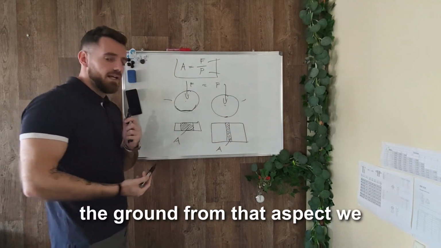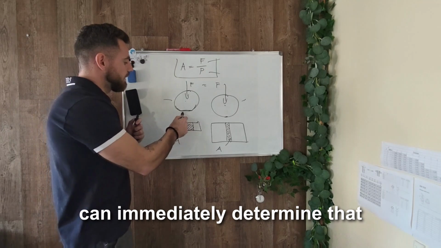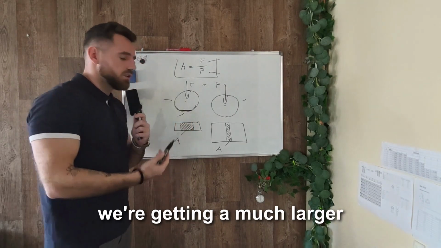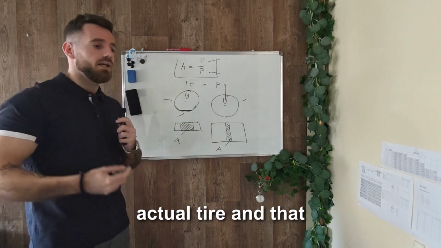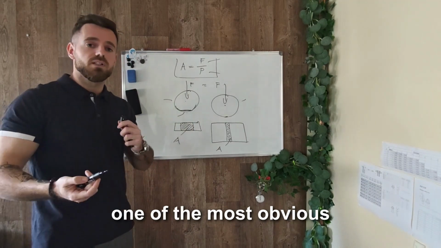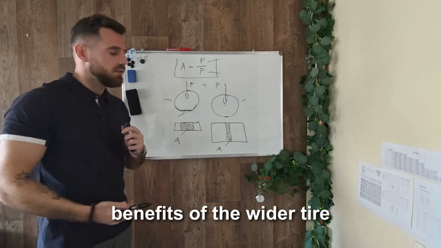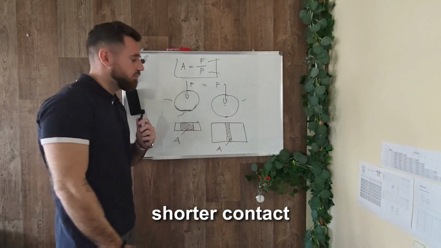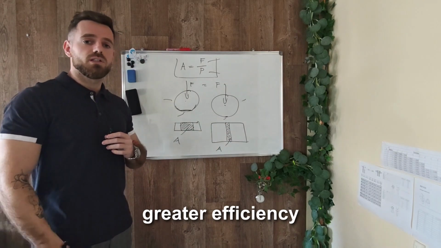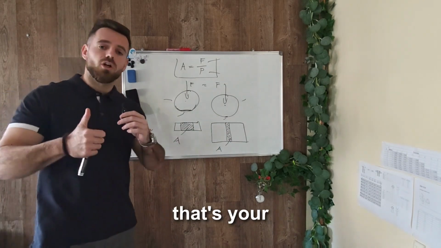From that aspect, we can immediately determine that the rolling resistance of the narrower tire will be larger, because we're getting a much larger degree of deformation in the actual tire, and that deformation is happening cycle after cycle. One of the most obvious benefits of the wider tire is the fact that by having a shorter contact patch, we have a reduced rolling resistance of the tire, which can lead to greater efficiency and better top speeds. That's your top tip for today.